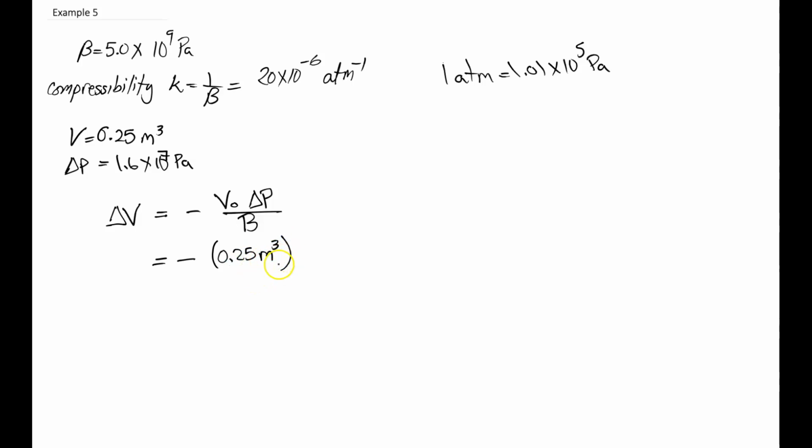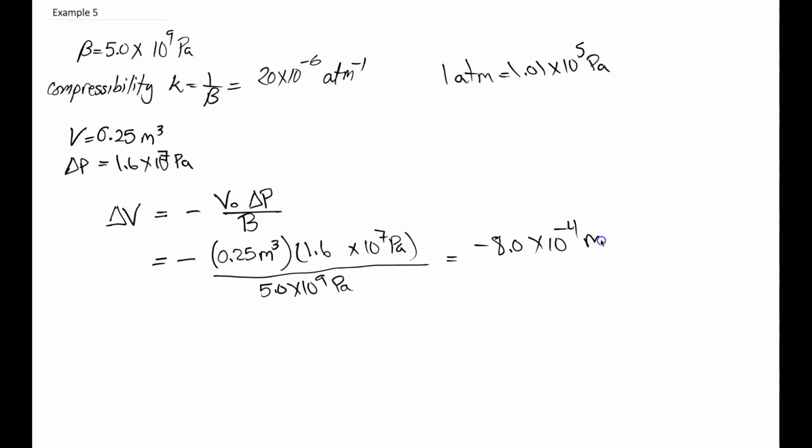So we're told that the original volume is 0.25 meters cubed. We're told it's an increase of pressure, so a positive 1.6 times 10 to the 7th Pascal, all over the bulk modulus, which is 5.0 times 10 to the 9th Pascal. And if we do this, we get about a negative 8.0 times 10 to the minus 4 meters cubed.